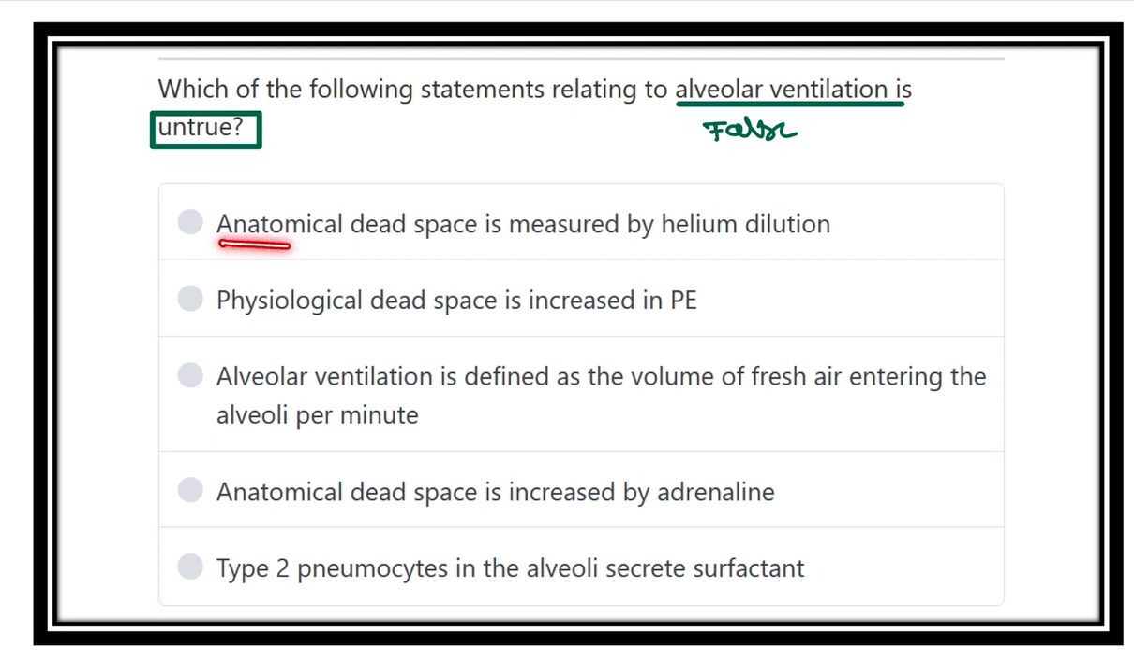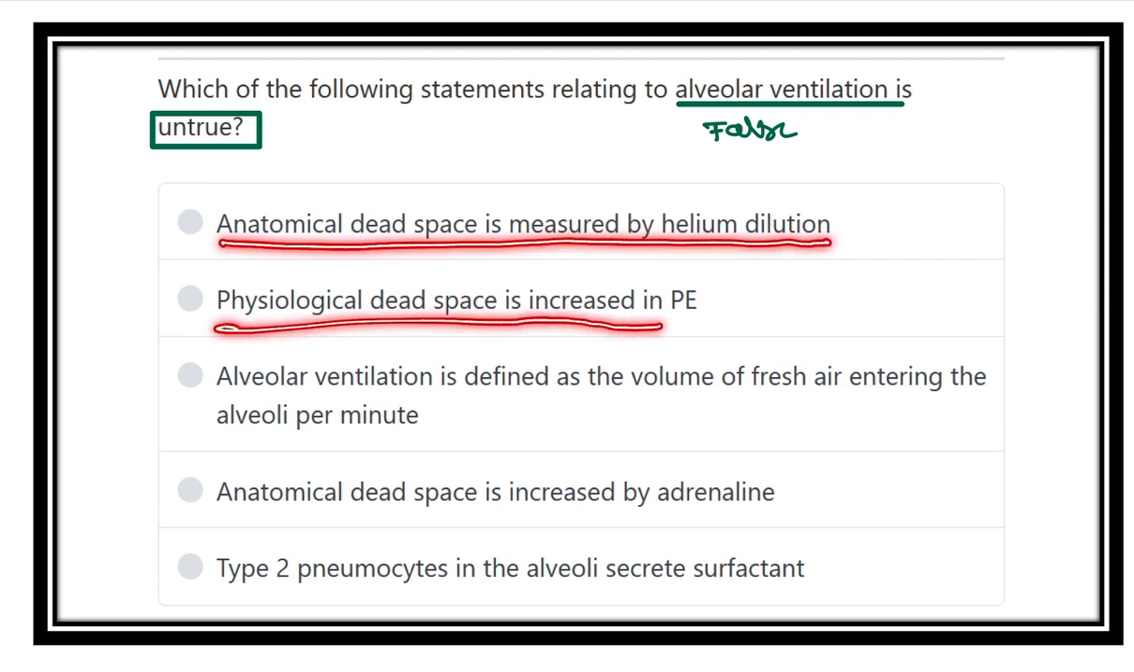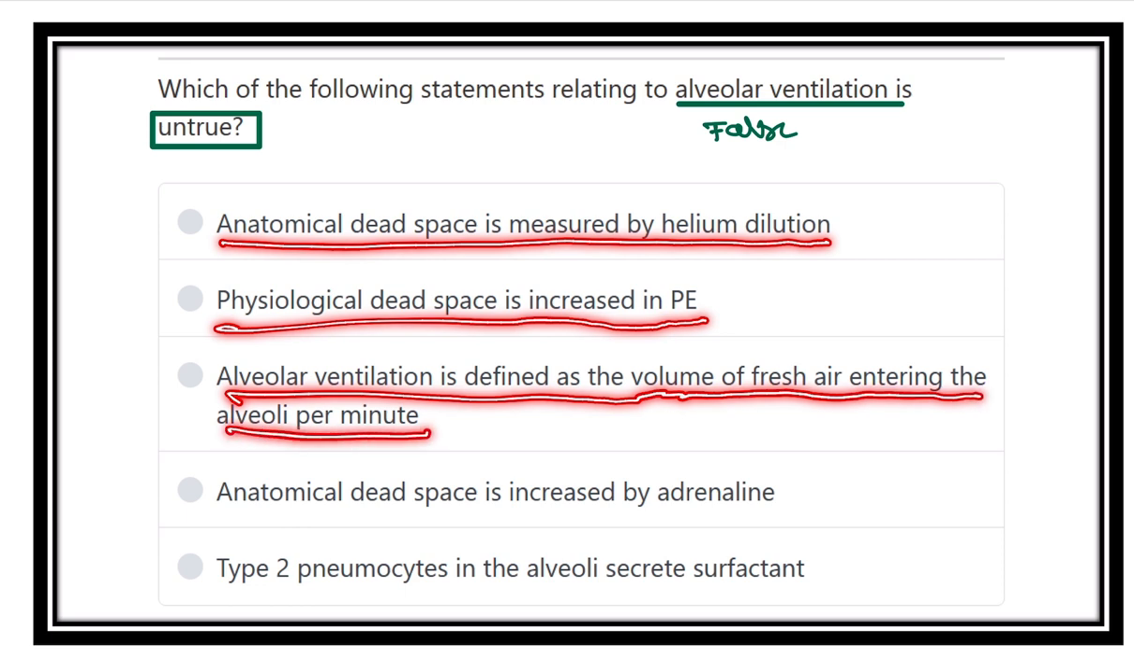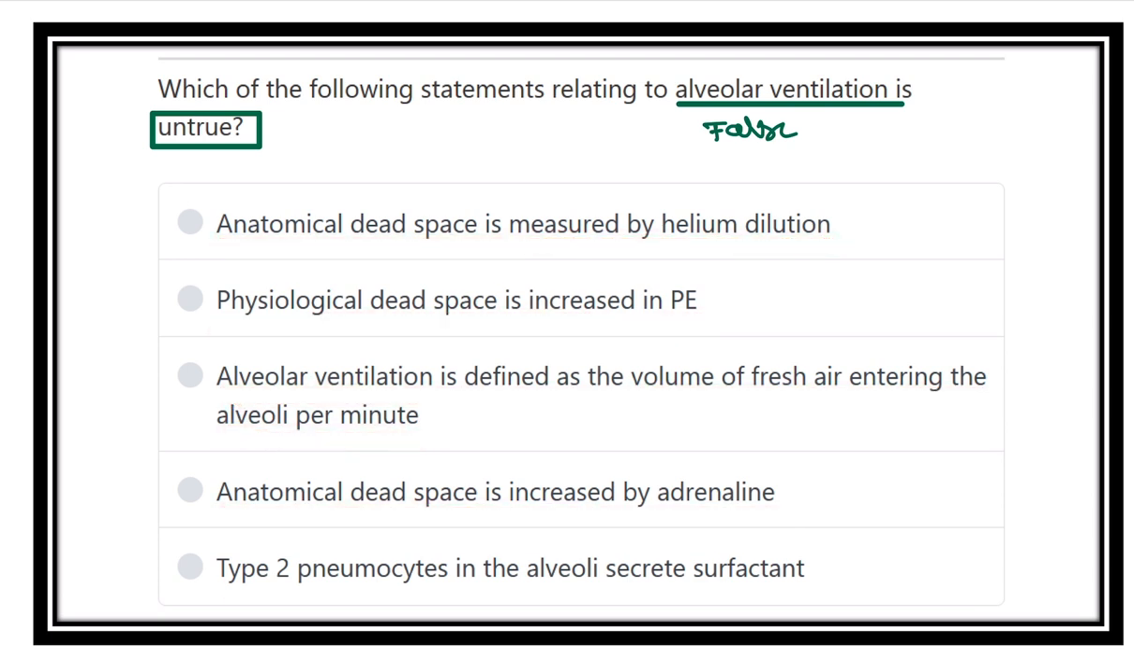Anatomical dead space is measured by helium dilution. Physiological dead space is increased in pulmonary embolism. Alveolar ventilation is defined as volume of the air entering the alveoli per minute. Anatomical dead space is increased by adrenaline. Type 2 pneumocyte in the alveoli secretes surfactant.